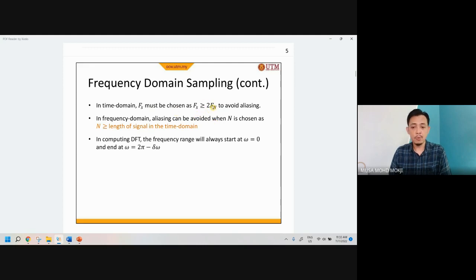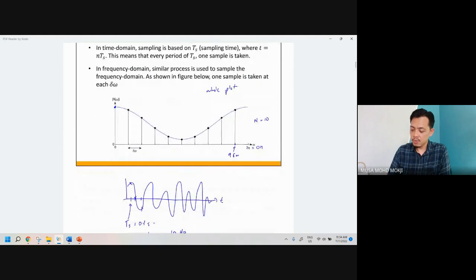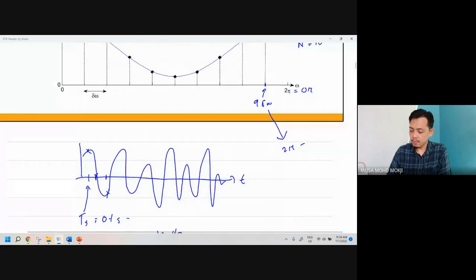One is in the time domain, you need to follow Nyquist, and in the frequency domain, N must be at least equal to the number of samples in the time domain. Then in computing a DFT, the frequency range will always start at omega equals 0 and end at omega equals 2 pi minus delta omega. So if N is 10, you will get 9 delta omega.